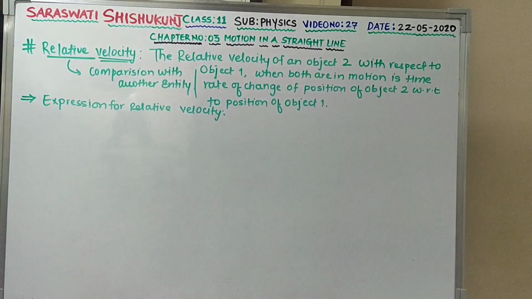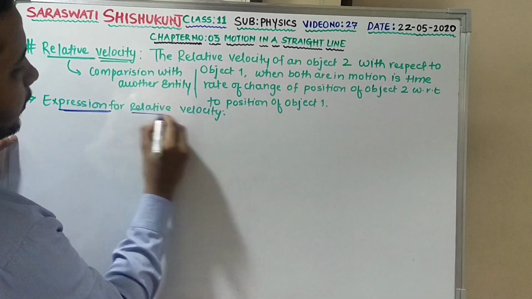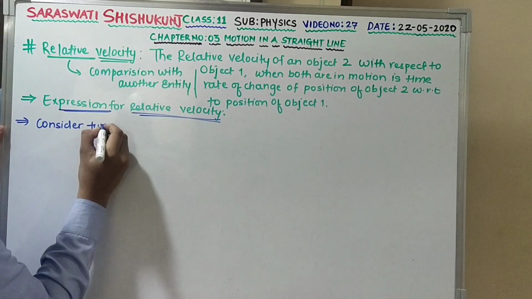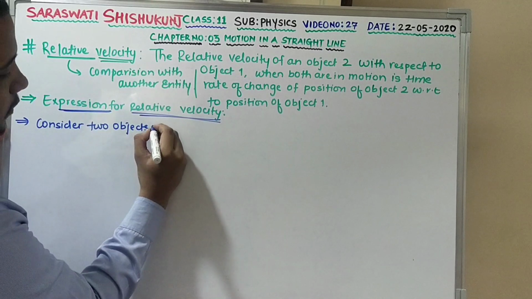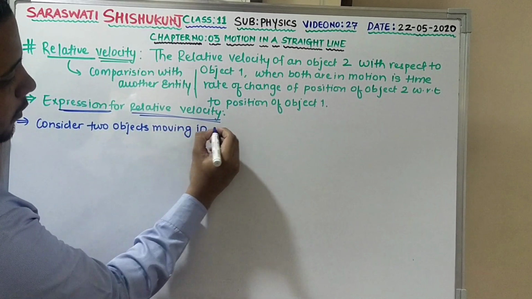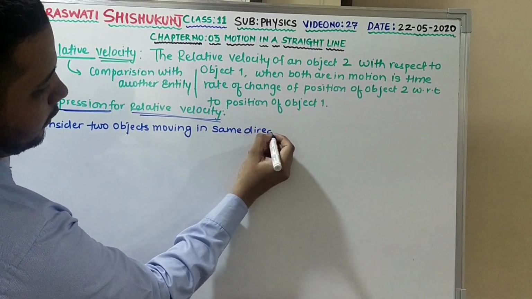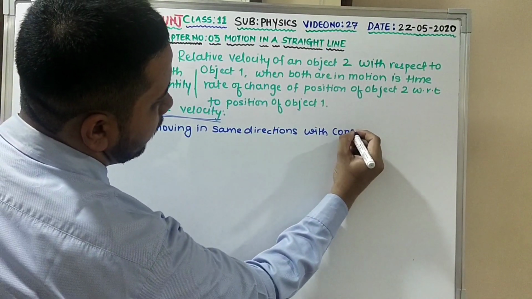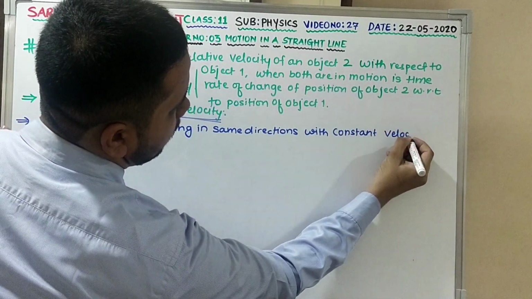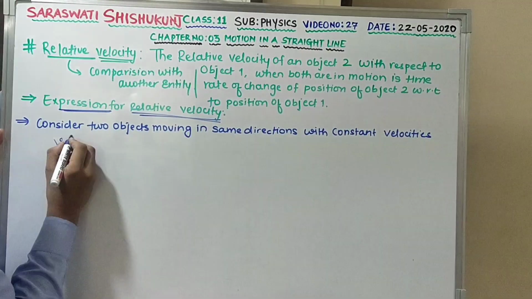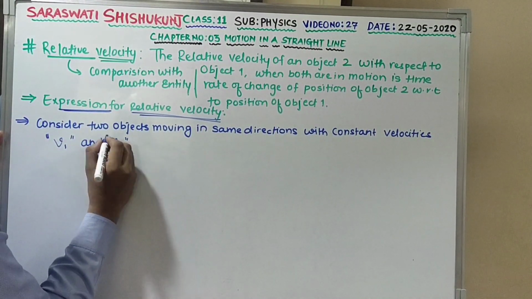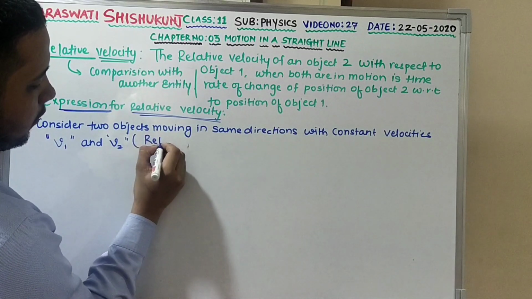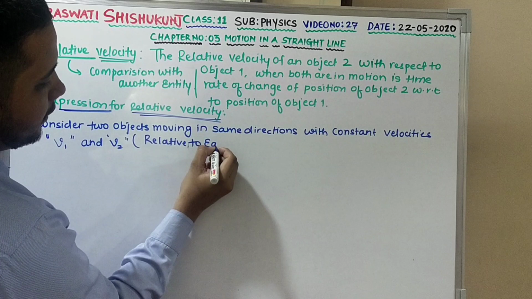For deriving the expression of relative velocity, consider two objects moving in the same direction with constant velocities v1 and v2, with respect to earth, or you can say relative to earth, respectively.